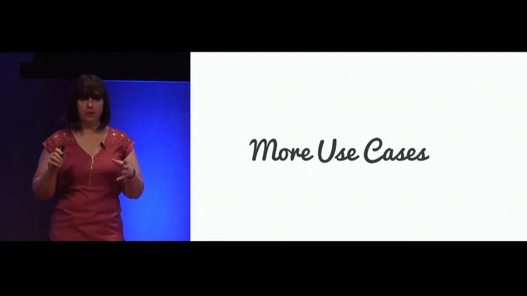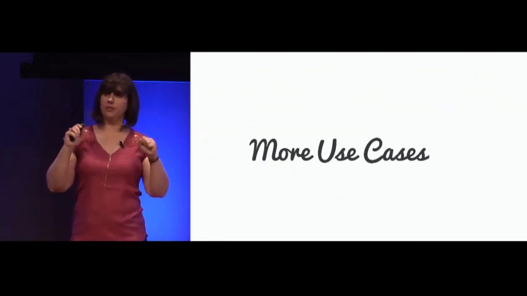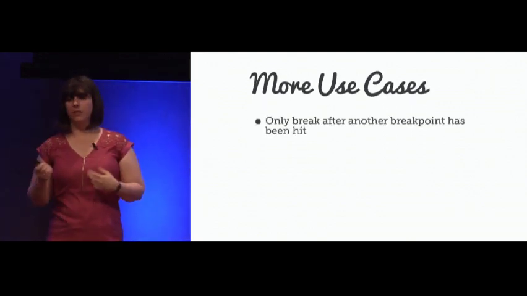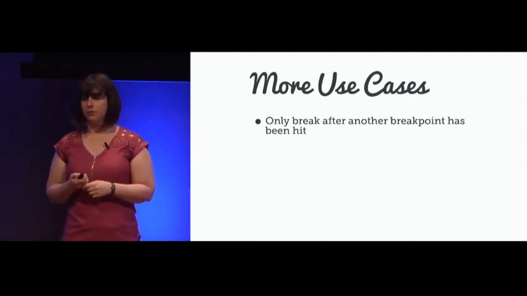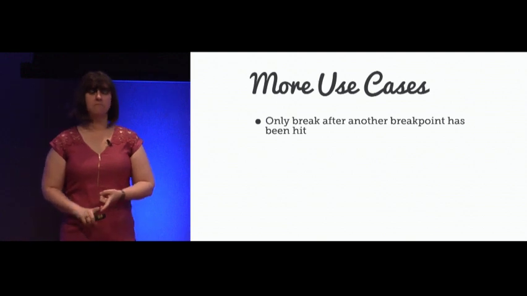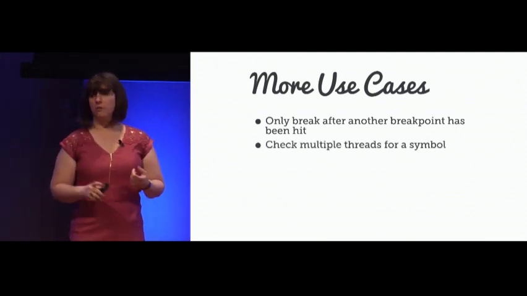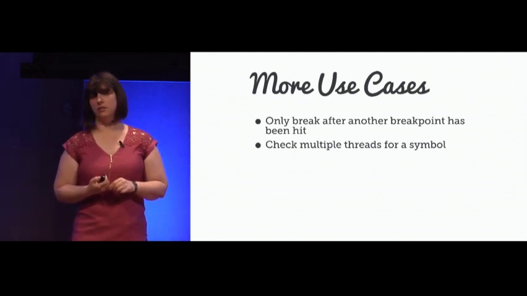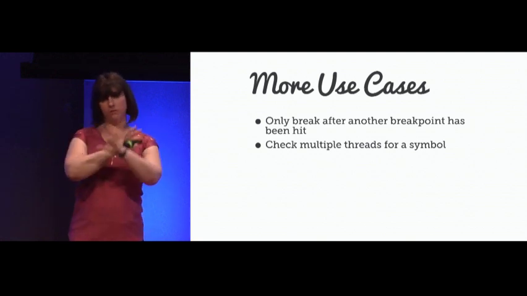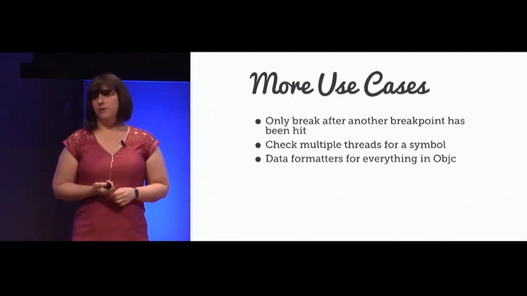And in case you were wondering what other use cases there are for script, because I'm a big script fan, I think everyone should know how to use it because it is a really, really powerful tool. Some things that I've done with it and heard other people do with it is conditionally enable breakpoints after other breakpoints have been hit. You can do that. All of lldb is available to you in the Python. You can check multiple threads for a symbol, whereas if you're just doing the symbolic breakpoint, sometimes you want to check all of the different threads, help with your asynchronous code debugging, and data formatters for everything in Objective-C.